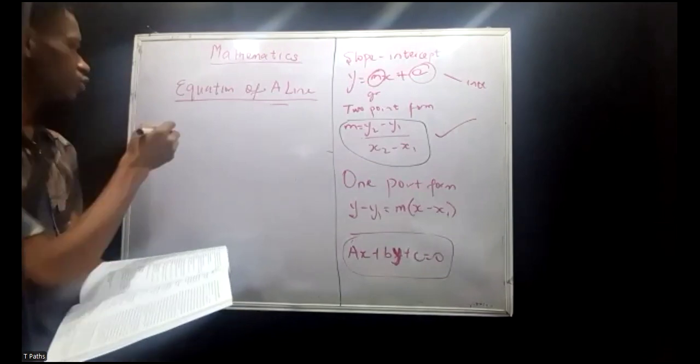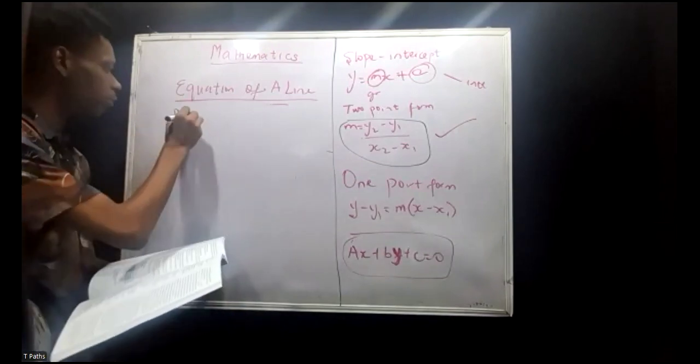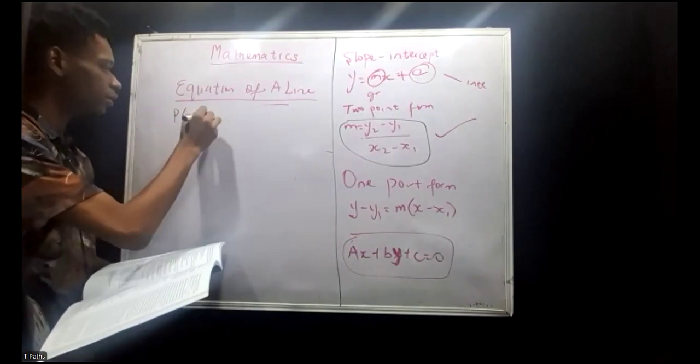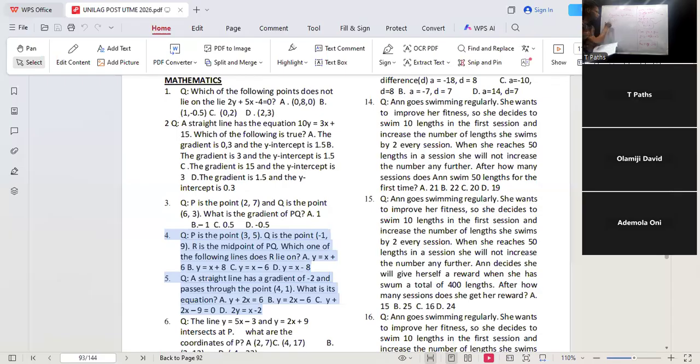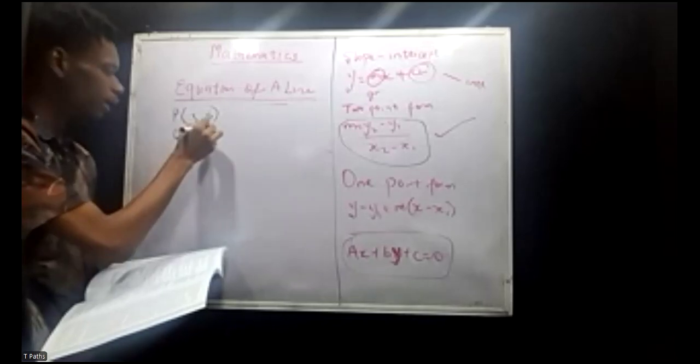So question 4 says point P is 3,5 and point Q is -1,9. All right, -1,9. And R is the midpoint of PQ. Does the midpoint lie on R?